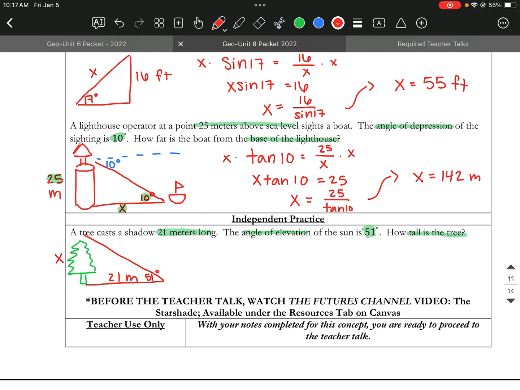From our angle of elevation, x is our opposite and 21 is our adjacent. So we're going to use tangent again. Tangent of 51 equals x over 21. Multiply both sides by 21. x equals 21 tangent 51. And we're on a roll with rounding to the nearest whole number. So x ends up being 26 meters.